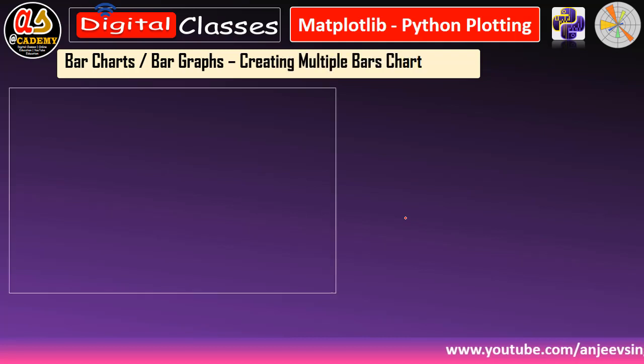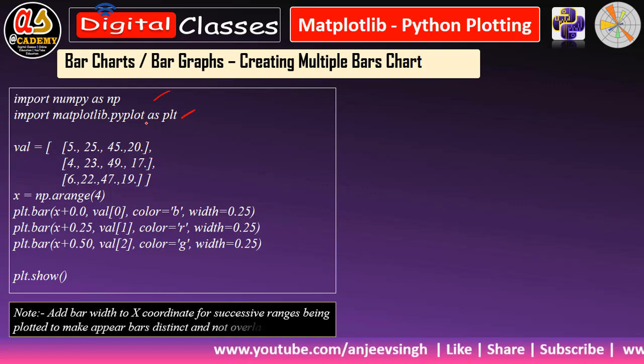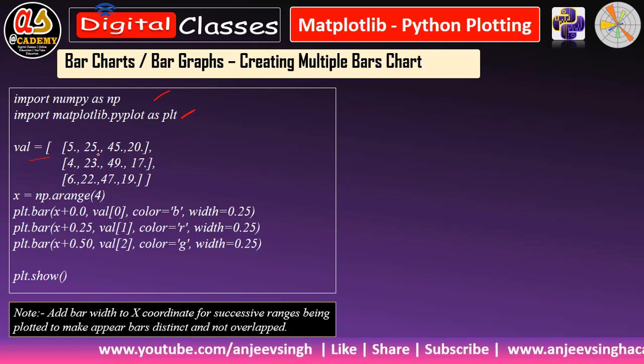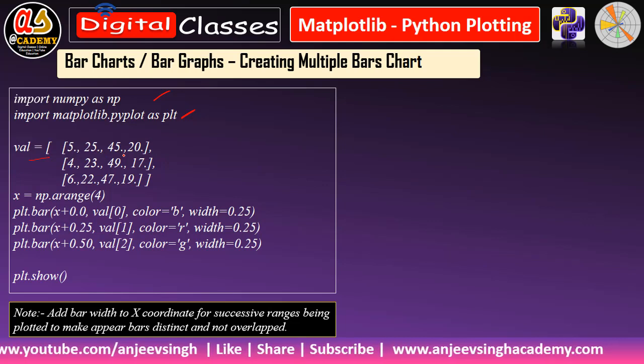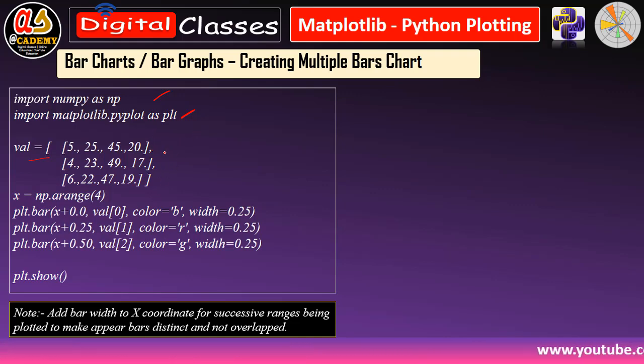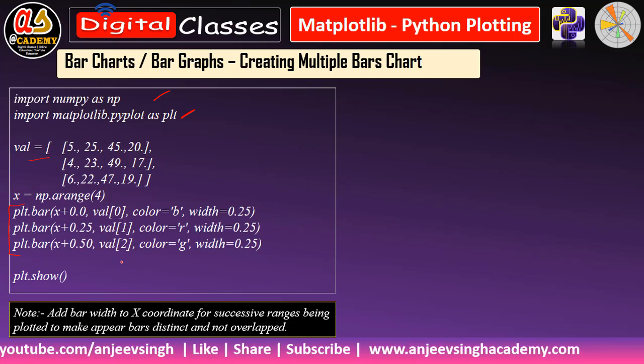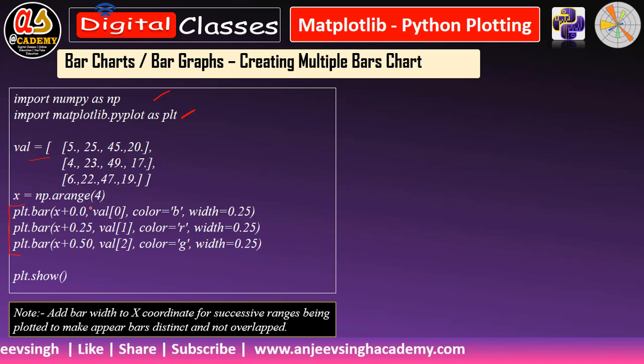Let's look at how you will create the multiple bars. For that, first I import pyplot, and then I create the val list: 5, 25, 45, and 20, and these are the values. I've just created a 2D array here, so two different values are there. Instead of a nested list you can create a single list also, but to make our code easy we are using this concept here. You can put these functions inside a loop also, because you are going to call bar multiple times, and it will automatically get the values accordingly.